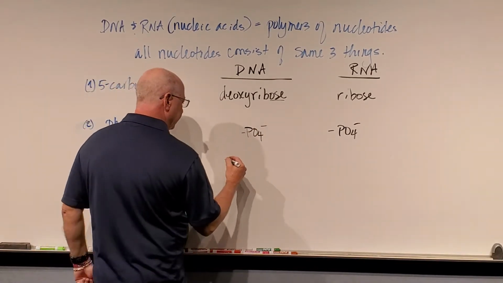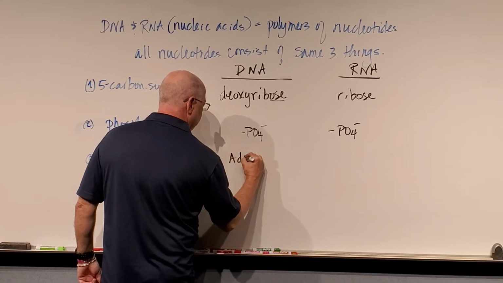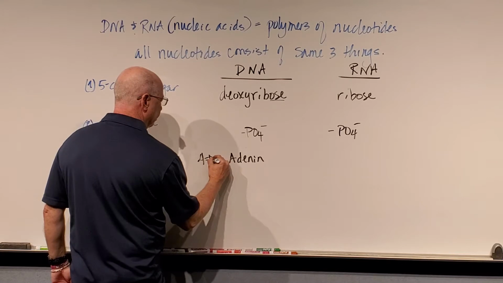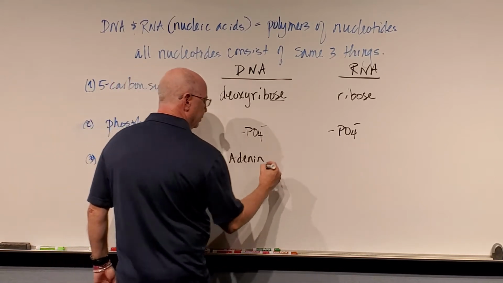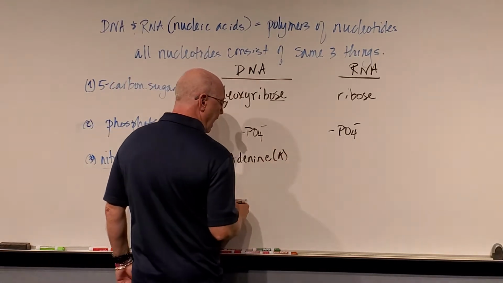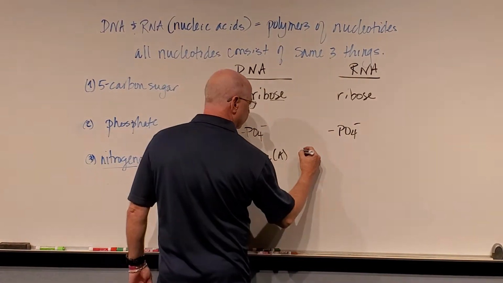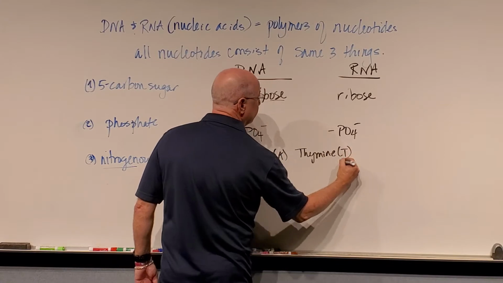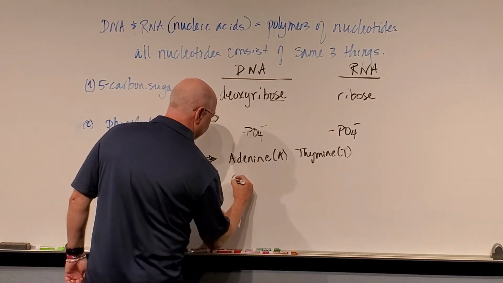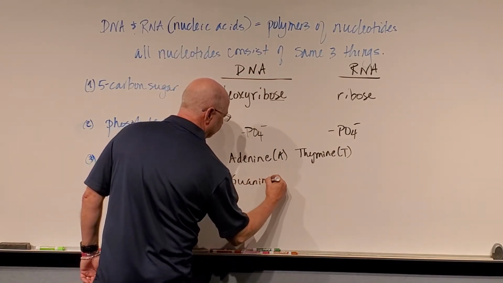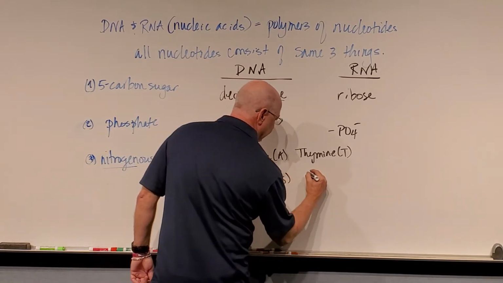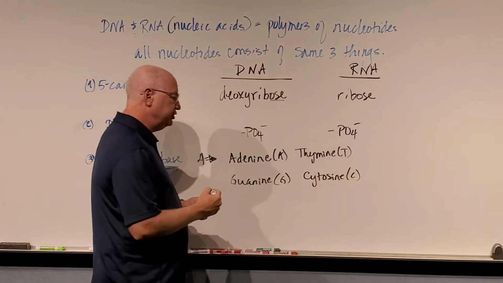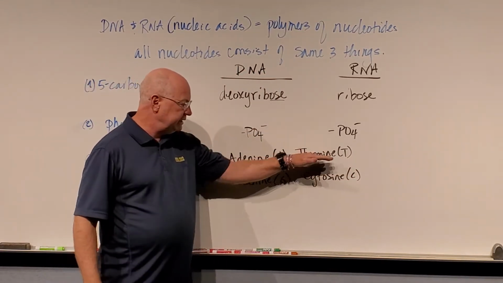The nitrogenous bases, there's 4 of them in DNA. One is called adenine, which is abbreviated with an A. One is called thymine, which is abbreviated with a T. Another one is called guanine, which is abbreviated with a G. And another one is called cytosine, which is abbreviated as a C. So we'll see these bases abbreviated as A, T, G, and C.